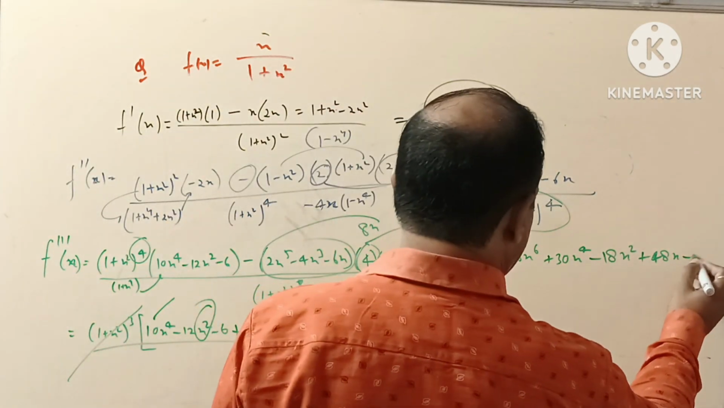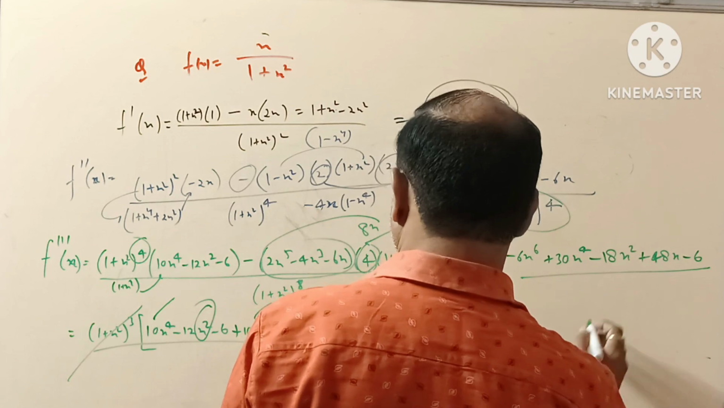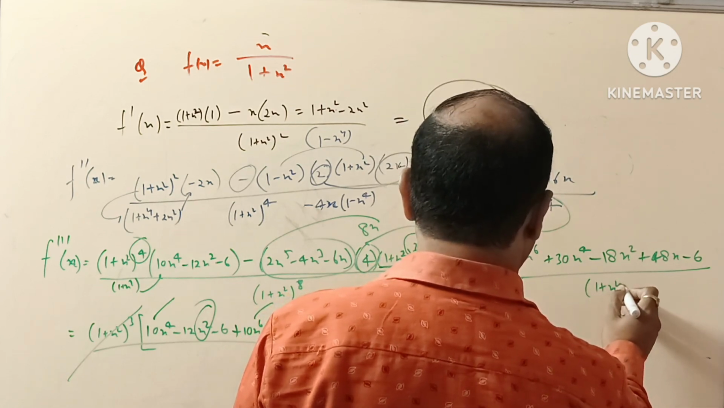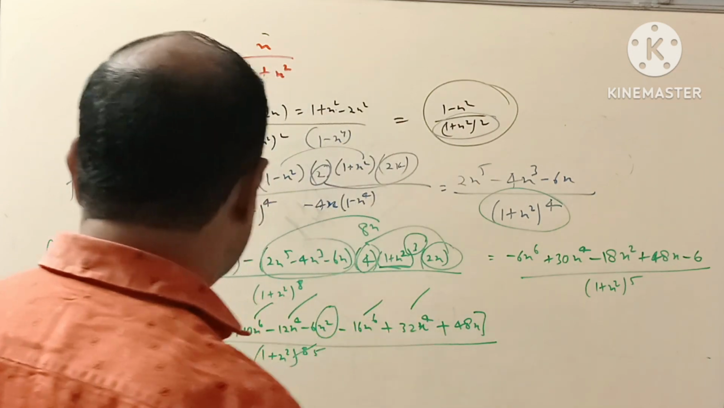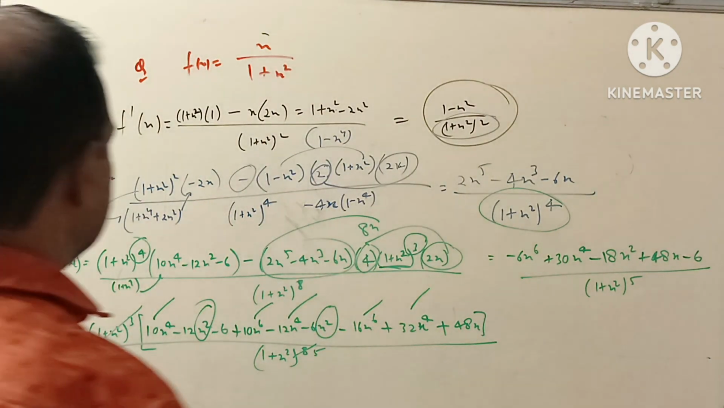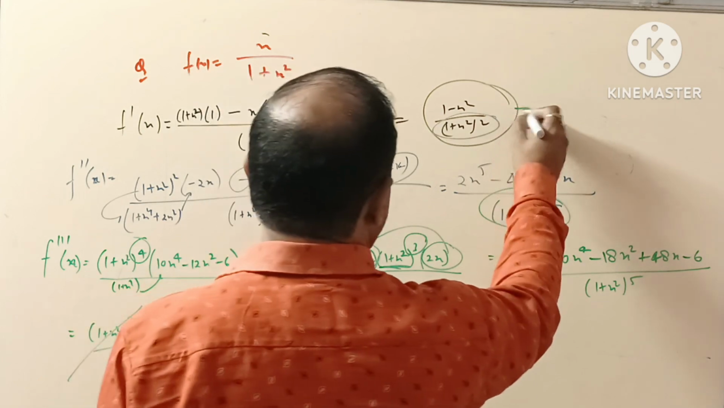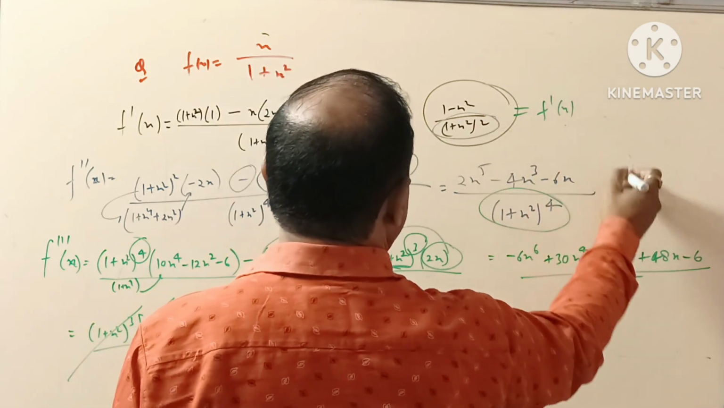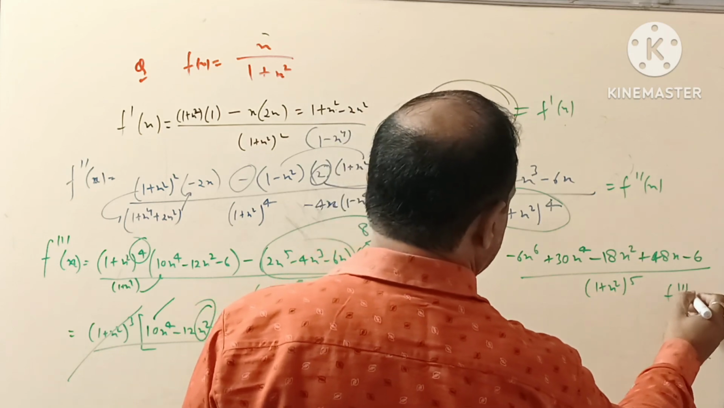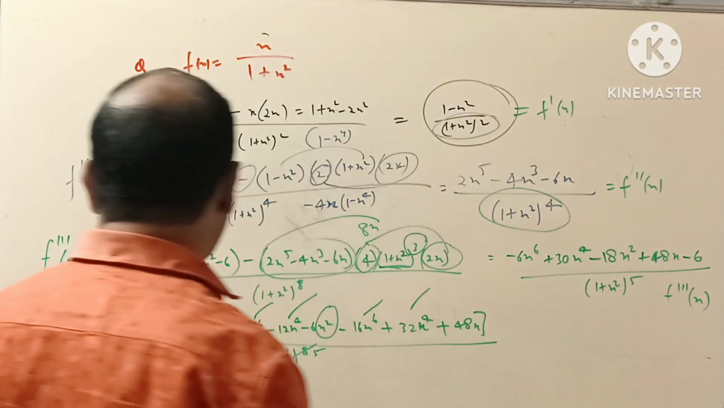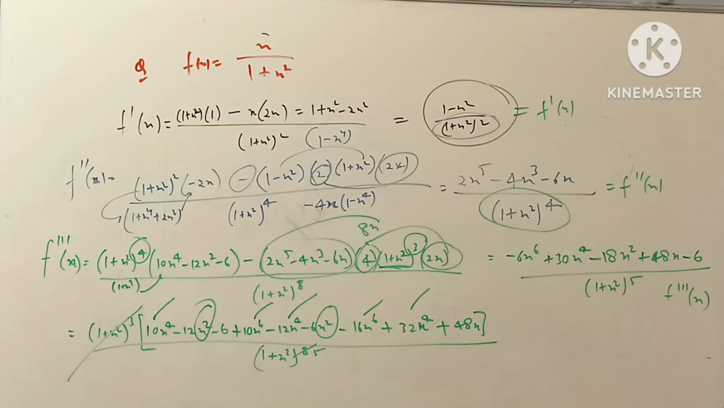Now here is minus 6, and in the denominator you will be left with 1 plus x square whole raised to power 5. Clear? This is f triple dash x. Now what is this? This is f dash x. Okay, this is f double dash x, and here this is f triple dash x. Okay, I am just rubbing out all the remaining part.